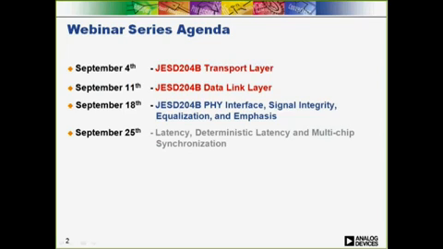So here's the schedule for the webinar series. The last 2 weeks we talked about the transport layer and the data link layer. Today we will discuss the physical layer, signal integrity, emphasis, and equalization. Next week we'll discuss deterministic latency and multi-chip synchronization. Again, we won't be covering every detail of the spec, but we should cover most of the relevant parts of it while discussing some of the implementation choices we've made along the way.